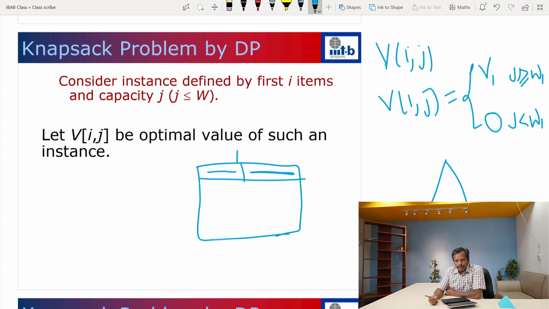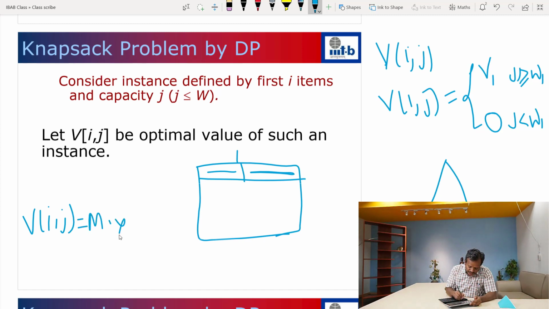If I decide not to pick the ith item, then the entire knapsack should be filled with i minus 1 items. So, the recursion that I get in that case will be V of i minus 1 comma j. So in general, my objective is to maximize the profit that I get. So I will get the recursion as v of i comma j to be the maximum of two quantities.